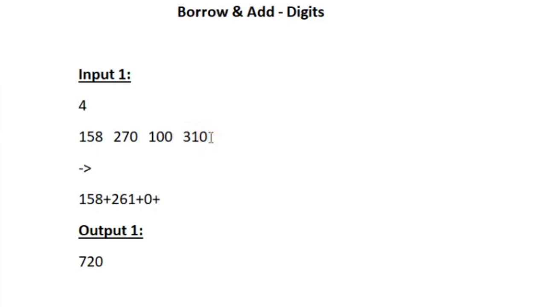So it is 310. Again the units digit is 0. So whenever units digit is 0, we have to borrow 1 from the tens digit and add it to the units digit. Here the tens digit is equal to 1. So when 1 is borrowed, it becomes 0 and then the borrowed 1 is added in the units digit. So the 0 present at the units digit becomes 1. So our updated integer becomes 301. So now we should add all of these updated integers. So when we add all of these updated integers, our output would be equal to 720. So this is how we get 720 for our sample input 1.